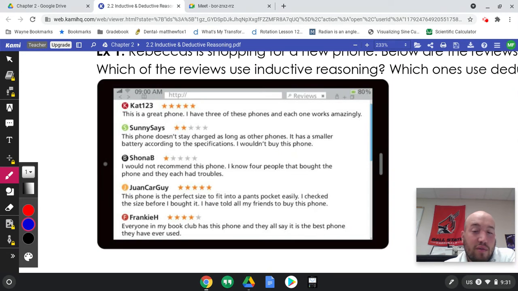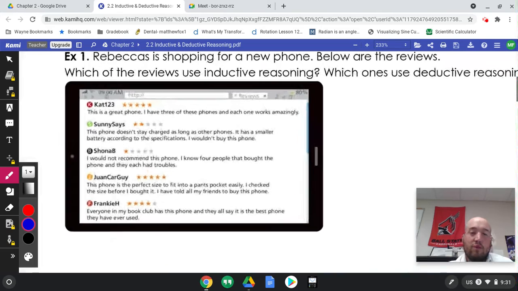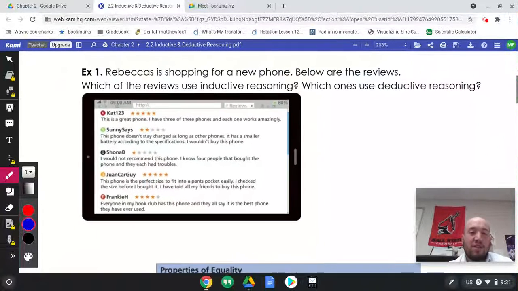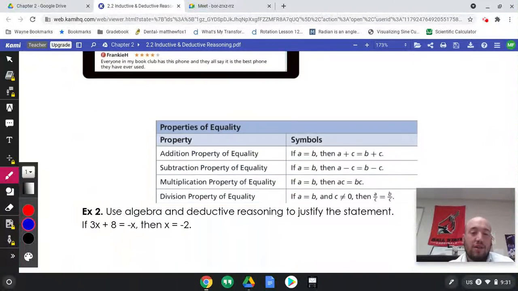And finally, everyone in book club has this phone. They all say it's the best phone they've ever used. That's inductive. Okay. So remember, inductive, we're more kind of just reasoning based on past experience. Deductive, going based on the facts.